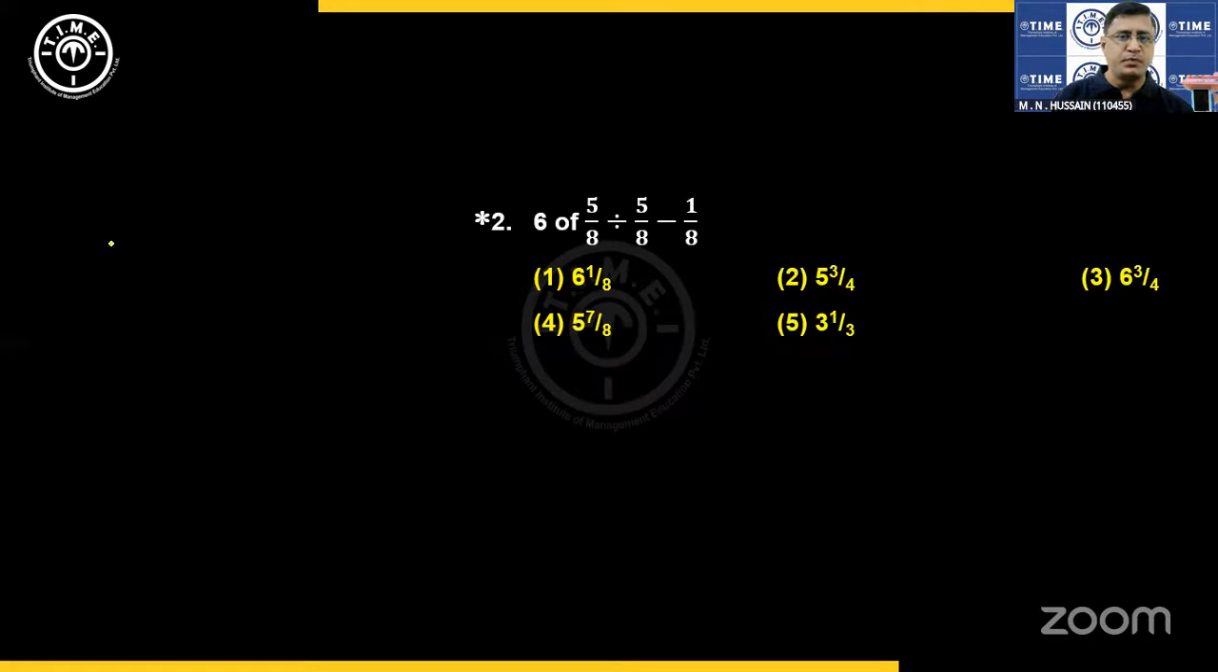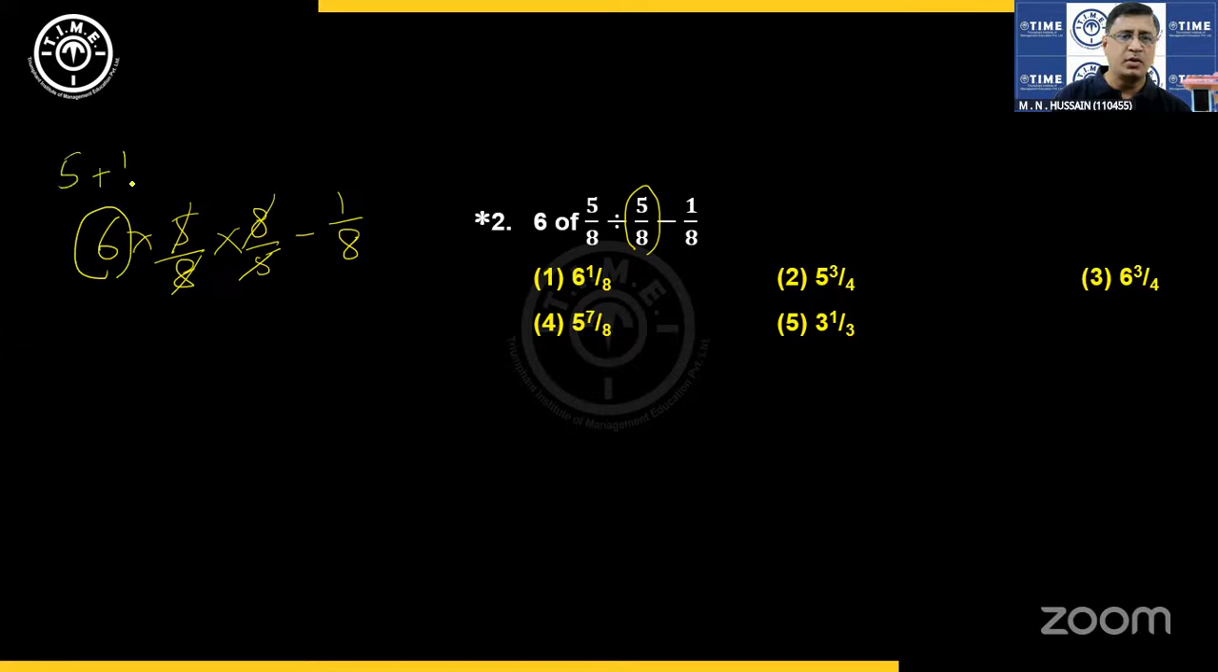6 of 5 by 8 means 6 into 5 by 8, divided by 5 by 8. Now, what I am doing here, I am changing the sign and taking the reverse of the fraction. Minus 1 by 8. Simplify. 8 and 8 get cancelled. 5 and 5. 6 minus 1 by 8. What do you mean by 6? 6 means 5 plus 1. 1 minus 1 by 8 is equal to 7 by 8. So the right answer is 5, 7 by 8.